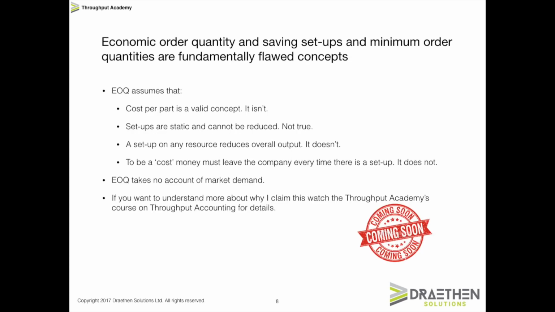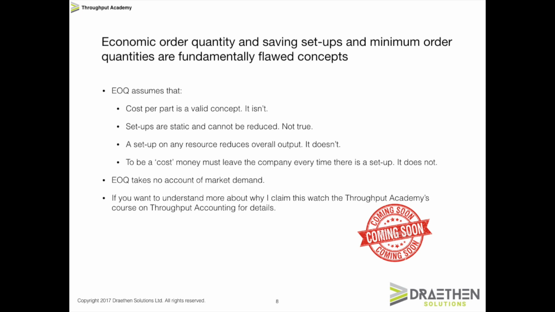Now that's just one of the problems with the economic order quantity concept. The other, more fundamental and probably more controversial to some of you, is that it assumes that cost per part is a valid concept. It isn't. It isn't, and I can't stress that highly enough. Cost per part was a calculation that was created at the dawn of the Industrial Revolution. I'm going to talk more about this in another video, but fundamentally the assumptions on which that calculation is based are now no longer valid. Therefore, cost per part is not a valid concept, and therefore economic order quantities can't be, because it's based on cost per part.